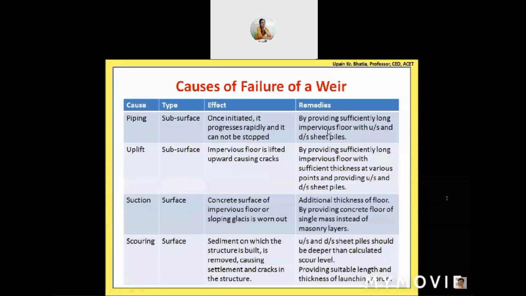Again, a sufficiently long impervious floor is good for resistance against piping, and it is also effective against the uplift pressure. Here something else is added also: providing a sufficiently long impervious floor with sufficient thickness at various points. We have seen that the impervious floor has different thickness at different points, so sufficient thickness at various points should be provided, and upstream and downstream sheet piles are also there. All these things are required for resistance against the uplift pressure. So in general, these two failures can be resisted or prevented by designing this impervious floor properly. Of course, that is the topic of the next chapter.